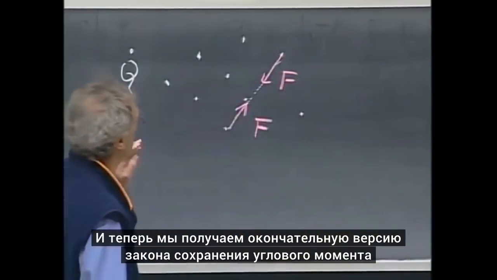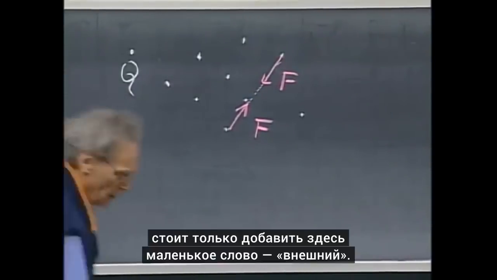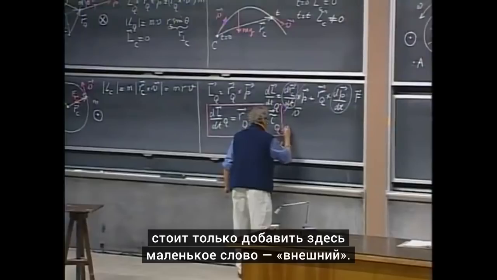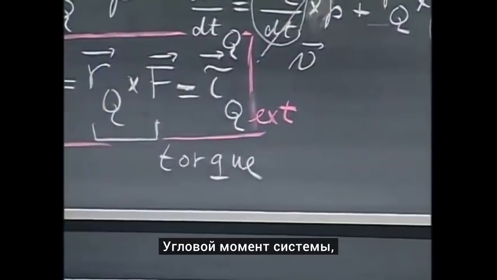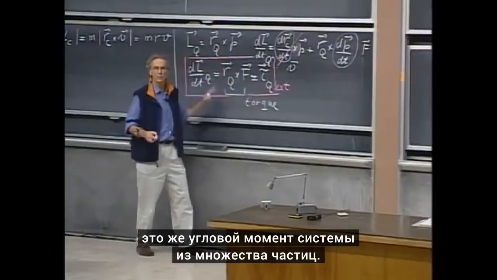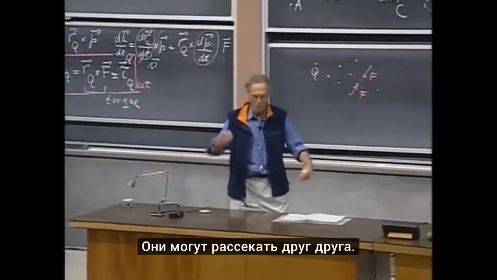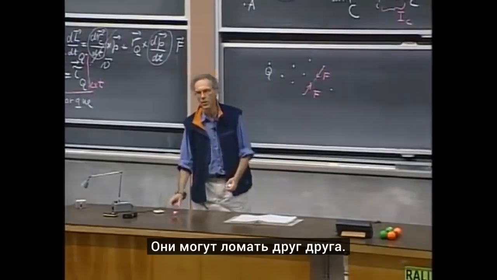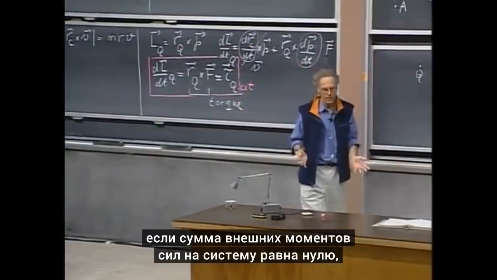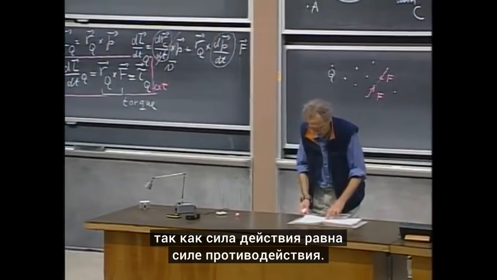And so now we get the final conservation of angular momentum. It's in all its glory if only we add here one little word, external. The angular momentum of a system, this was angular momentum of just one object. This is the angular momentum of a system of many particles. They could be connected with springs. There could be chemical explosions going on. They could plow into each other. They could break each other up. The angular momentum will not change if there is no net external torque on that system, because all the internal torques cancel out, because action equals minus reaction.